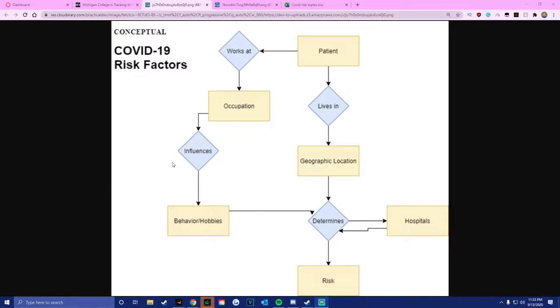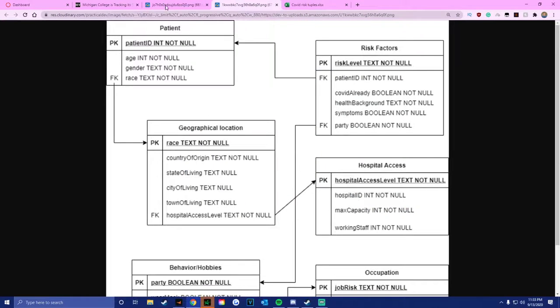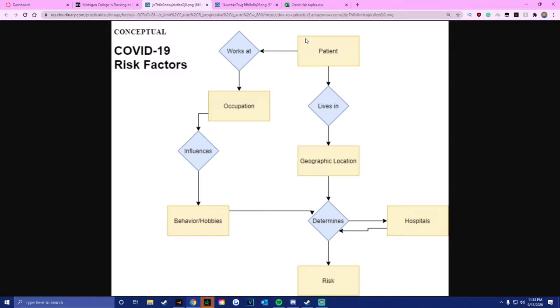Today I'll be going over a continuation of what I did last week, but this time I have the simple version of the ER diagram and then the more in-depth version of it. I'm going to start off with talking about how each of these entities relate to one another, just in the simple version.